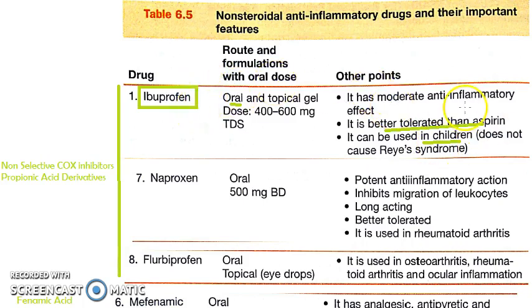Ibuprofen is better tolerated than aspirin. It's very widely used and it can be used in children. It does not cause Reye's syndrome. Naproxen, it is also anti-inflammatory. You can write all those general things. And it is used in rheumatoid arthritis. They seem to be preferring naproxen. Then flurbiprofen, it is used in osteoarthritis and rheumatoid arthritis again, and ocular inflammation also you can use. Fine. If you can remember, you can remember.